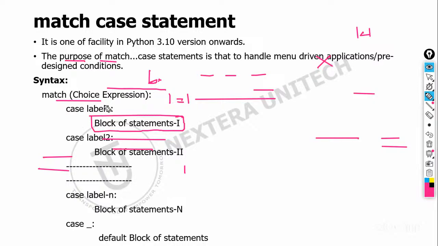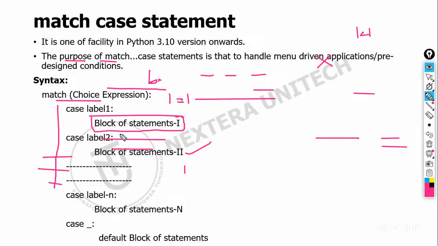What if it is not matching? It goes to the second case block. It checks for the label 2. Is the choice expression value and the label 2 value getting matched or not? If it gets matched, yes, it executes block of statements 2. In this way, it tries to check for each and every label. Wherever it finds the match, the corresponding block of statements gets executed.